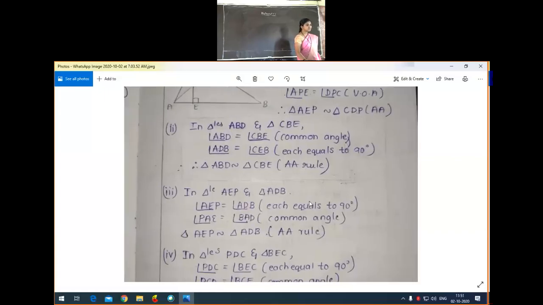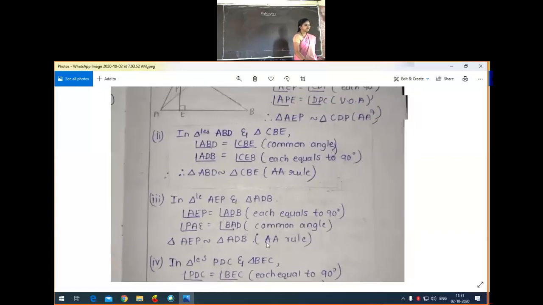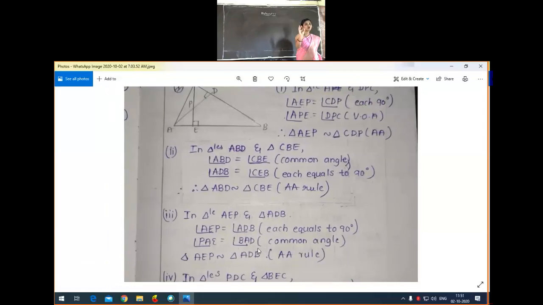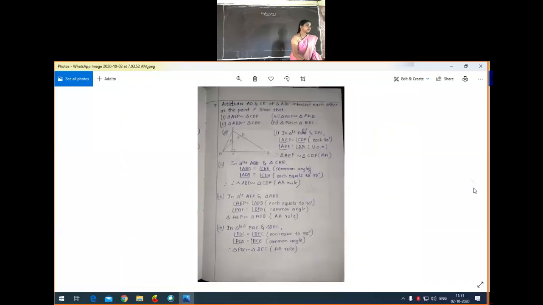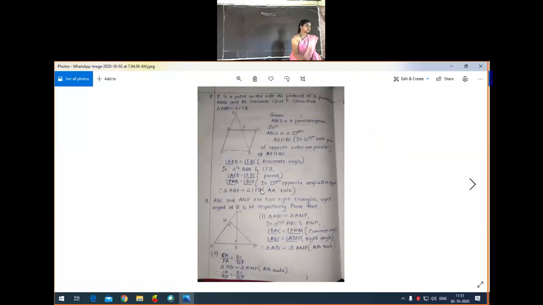The 7th question is a very simple question, students. For all of them we are using a 90 degree angle and one common angle. All the 4 parts use the AA rule, so completely it is related to the AA similarity criteria. One 90 degree angle and one common angle. But in the first one, we used a vertically opposite angle. This is about the 7th question. Is that clear, students? Yes.